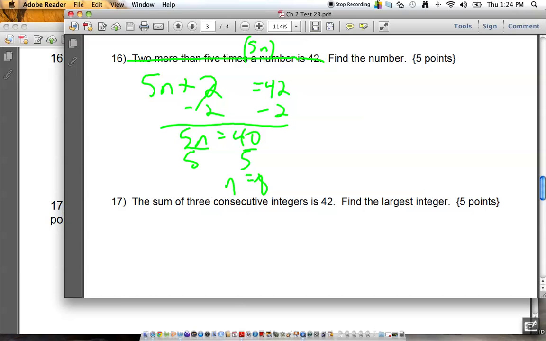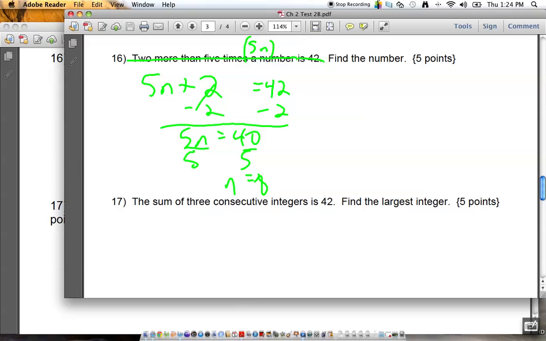Okay? That more than and less than switching order thing is very, very, very important. It will be on your state test. It will be on probably half the tests you have the rest of the year. It will be on your final exam. It always is. Okay. Any questions on number 16?